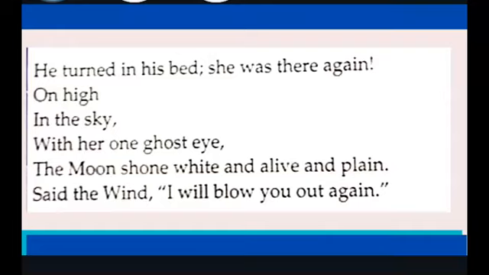of the sky again. He turned in his bed and she was there again, on high in the sky with the one ghost eye. The moon shone white and alive and plain. Said the wind, I will blow you out again.